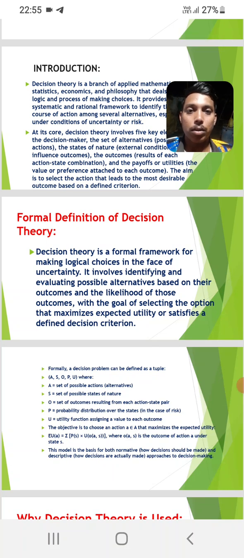Formal definition of decision theory. Decision theory is a formal framework for making logical choices in the face of uncertainty. It involves identifying and evaluating possible alternatives based on their outcomes and the likelihood of those outcomes, with the goal of selecting the option that maximizes expected utility or satisfies a defined decision criterion.